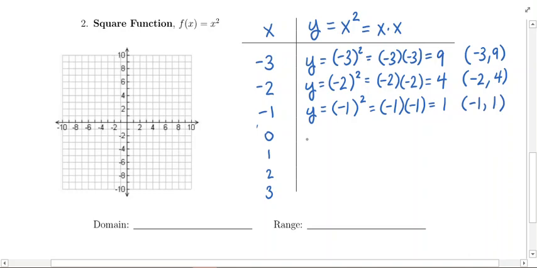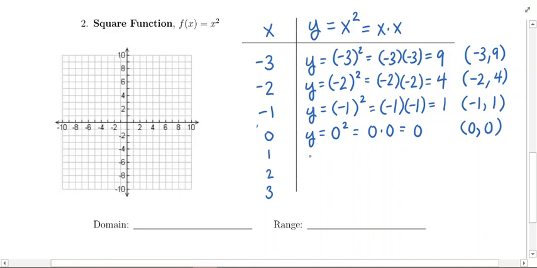Okay, moving on to an x value of 0. If x is 0, we're going to plug that into the function. So we're going to get y is equal to 0 squared. So 0 squared means 0 times itself. 0 times 0 is 0. So if x is 0, y is also 0. So this graph is going to go through the origin.